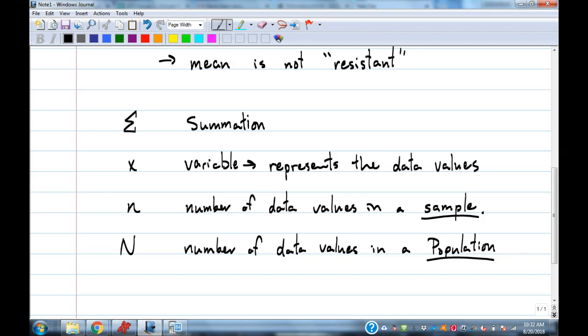So when you're looking at a problem, if they use the notation big N, they're talking about the population. If they use the notation little n, they're talking about a sample. And that's going to be important as we move through chapter 3.